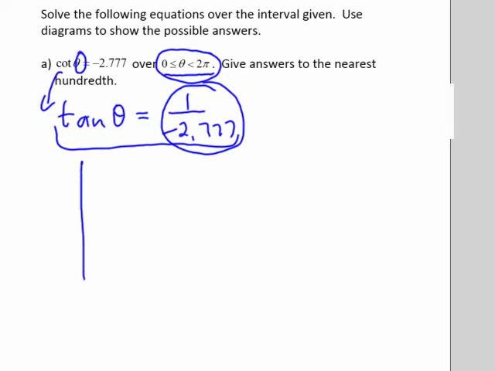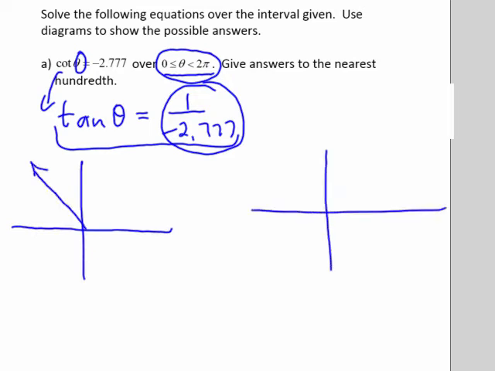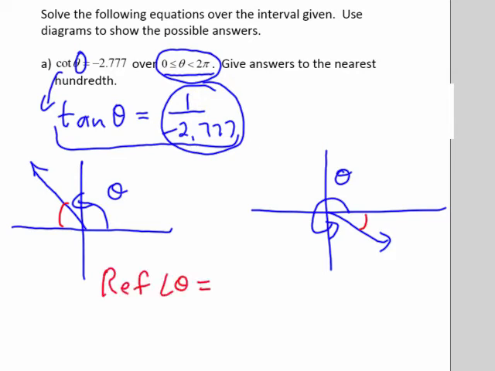And that's in quadrants 2 and 4. There's one angle here, and there's one angle here. And you'll remember that what these two angles have in common is that they have the same reference angle. And so we get the reference angle by taking the inverse tangent, and remember that we take the inverse tangent of the positive ratio. The negative just tells us which quadrants we're dealing with.